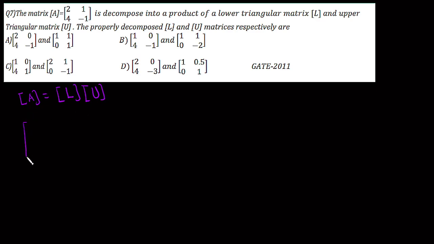So now I have a matrix A which is given in the question. It has values 2, 1, 4 and -1, and I have to find this upper triangular and lower triangular matrix.